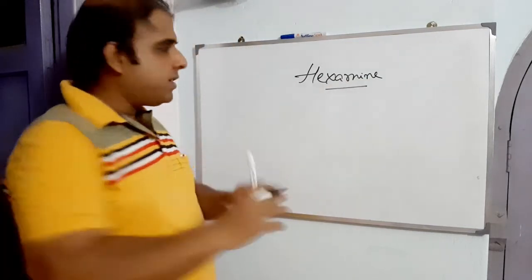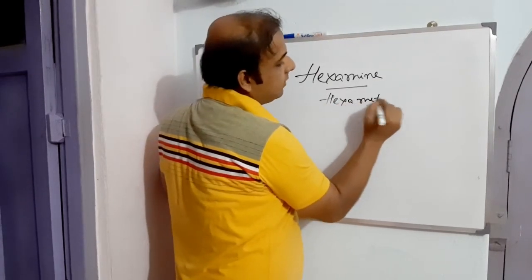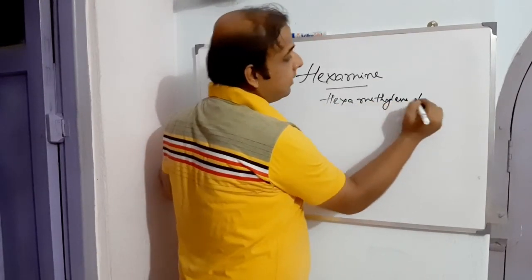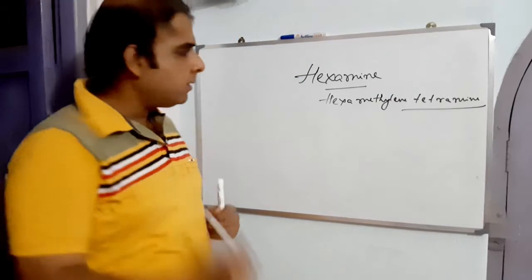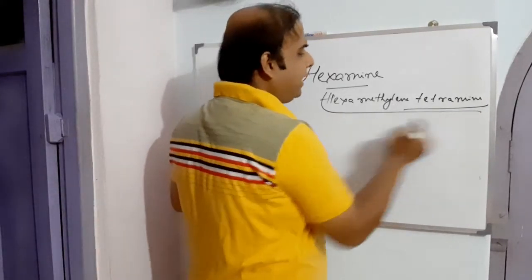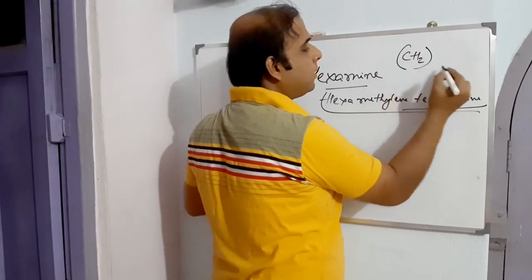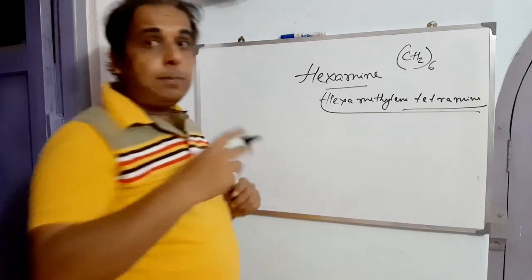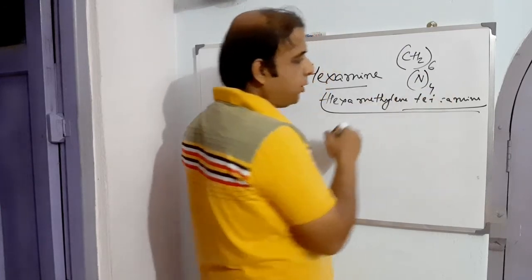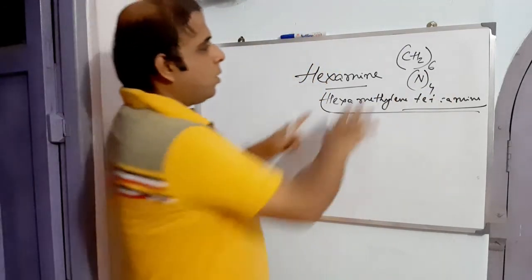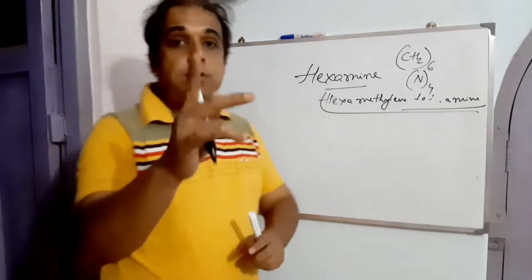Hexamine, if we expand it, comes like hexamethylene tetramine. Now, apparently, in this general name, methylene groups appear multiple times, six times. Hexamethylene tetramine means four amines are there, four nitrogens. So all these things we have to incorporate in a cyclic system and develop a system which is tricyclic in nature.